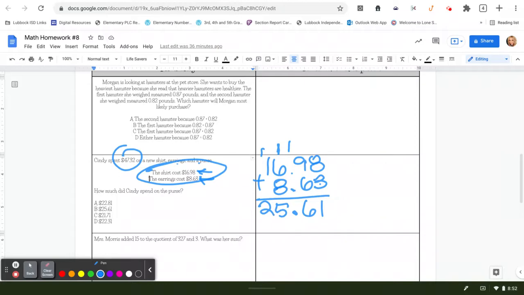Okay, a whole bunch of you are going to jump over here and pick answer B. That's wrong. We're not done. She spent a total of $47.32. If I subtract the $25.61 that we know she spent on the shirt and earrings, it will tell us how much was spent on the purse. So subtract and you will find your answer.